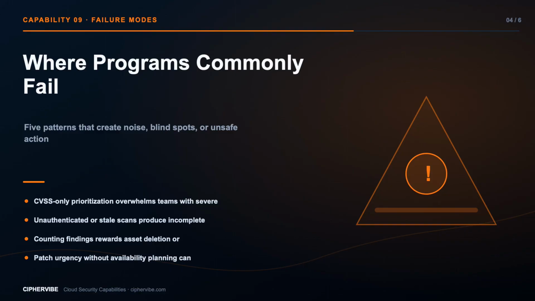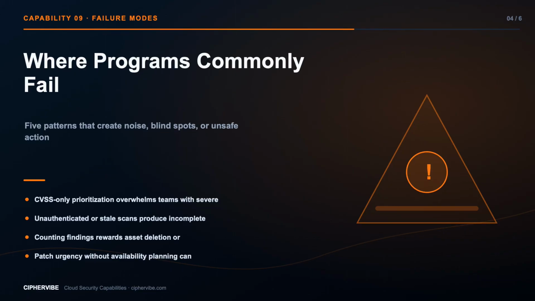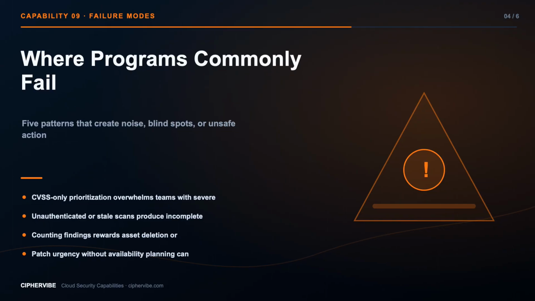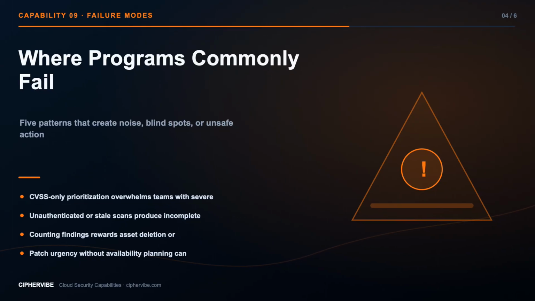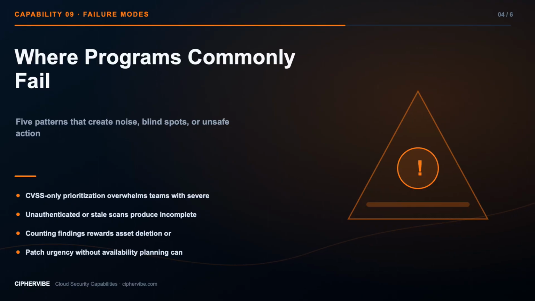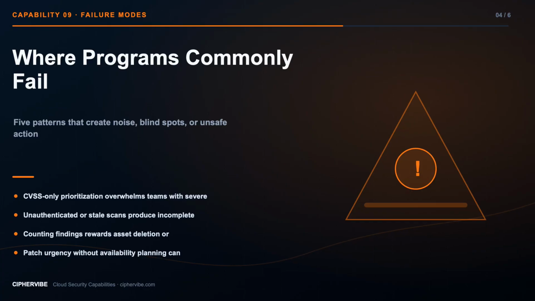Third, counting findings rewards asset deletion or suppression rather than durable risk reduction. Fourth, patch urgency without availability planning can create outages or unsafe emergency changes. Fifth, external attack surface discoveries may lack owners and remain exposed while teams debate responsibility.